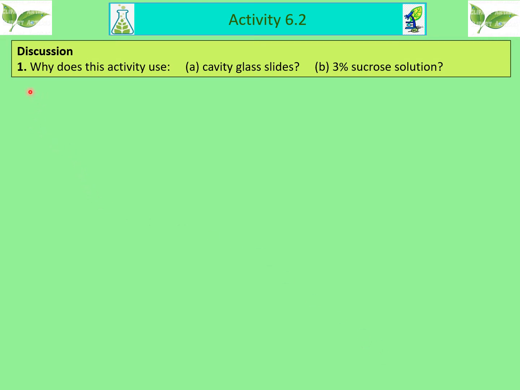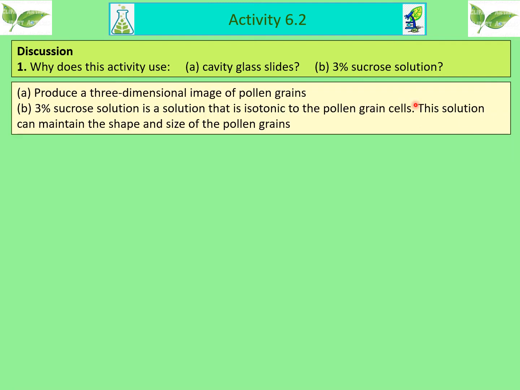Discussion questions. Why does this activity use cavity glass slides and 3% sucrose solution? The answer for A, to produce a 3-dimensional image of pollen grains. Okay, that's why we use cavity glass slides. And why do we use 3% sucrose solution? 3% sucrose solution is a solution that is isotonic to the pollen grain cell. So this solution can maintain the shape and size of the pollen grains. Okay.